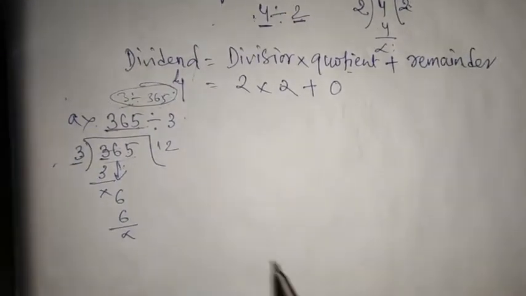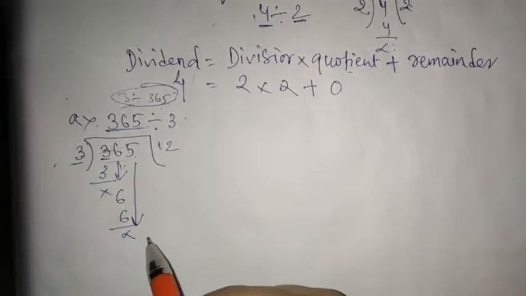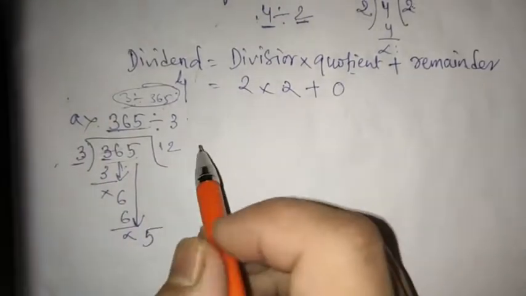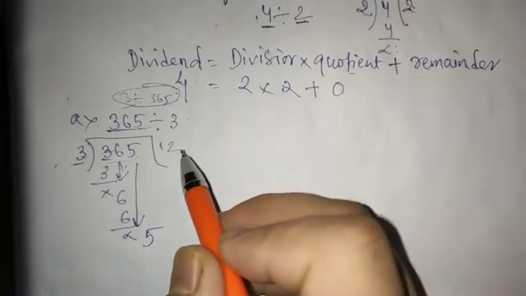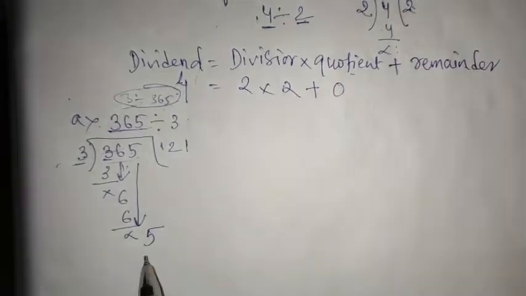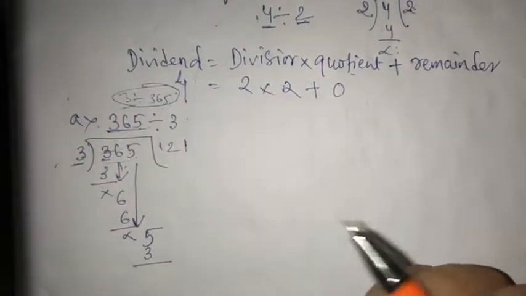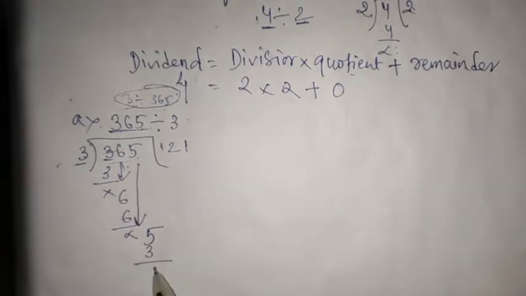So now whatever is left out will be moved down. What is there? 5. So how many is 5? 3 ones are 3 is only possible because 3 to the 6 is the bigger number. So 5 minus 3 is 2 here.